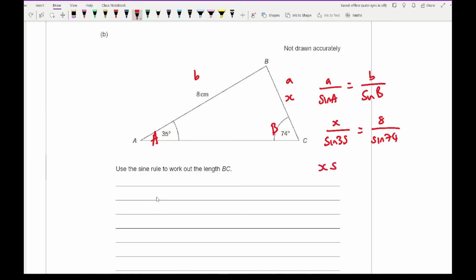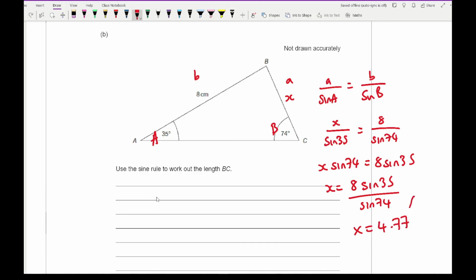Cross multiply. Then take the sine 74 over to the other side, in which I get an answer of 4.77 centimeters, and that's to 2 decimal places.